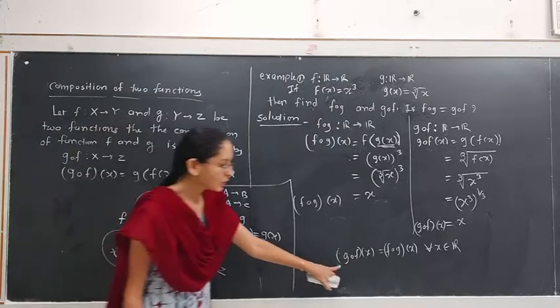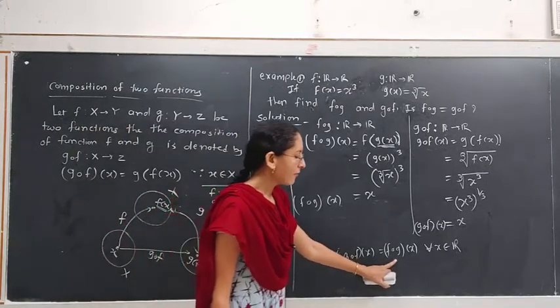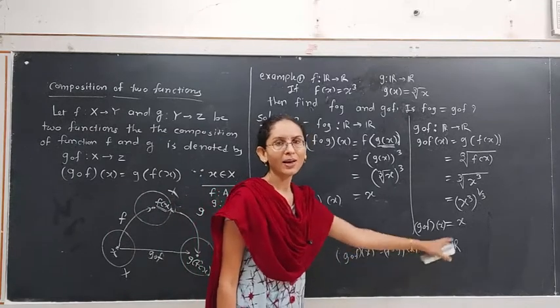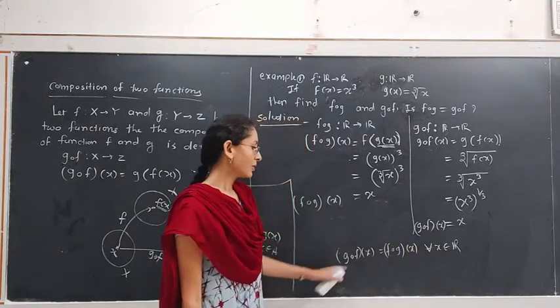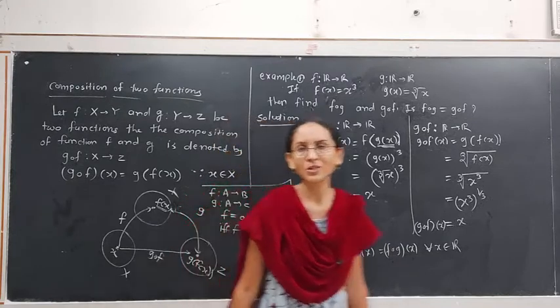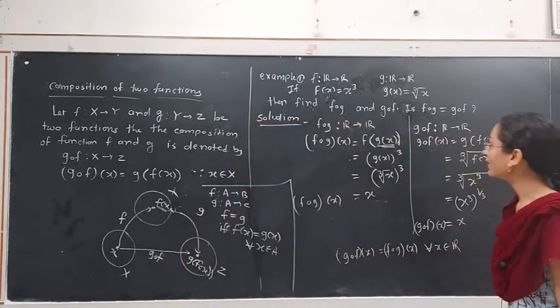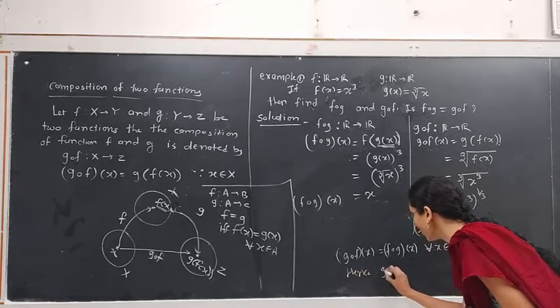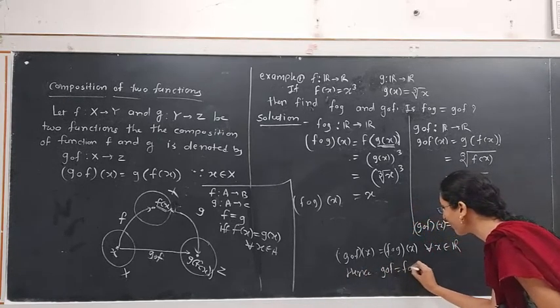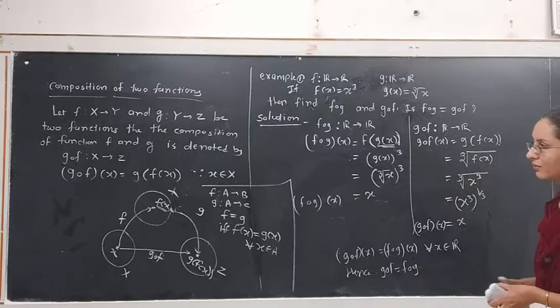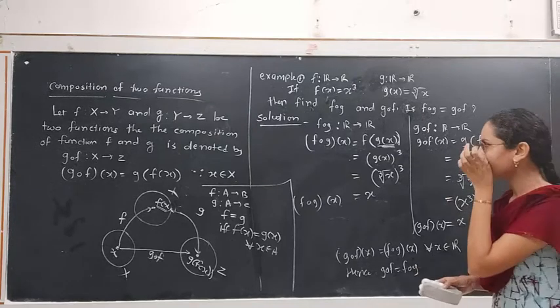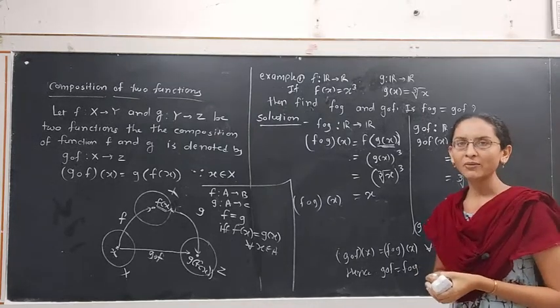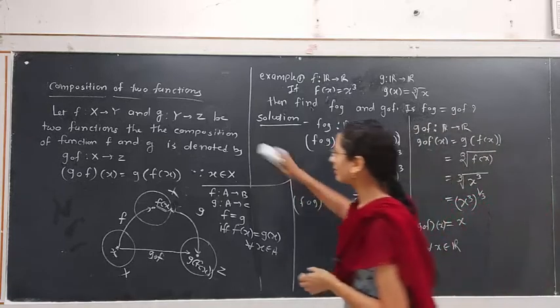Here also, (g∘f)(x) is equal to (f∘g)(x) for all x belonging to R. Therefore, both the composite functions are equal functions. Hence, g∘f is equal to f∘g. We see the next example in which f∘g and g∘f are not equal.